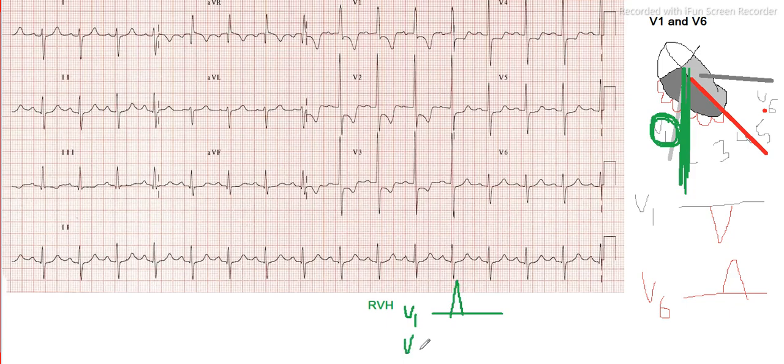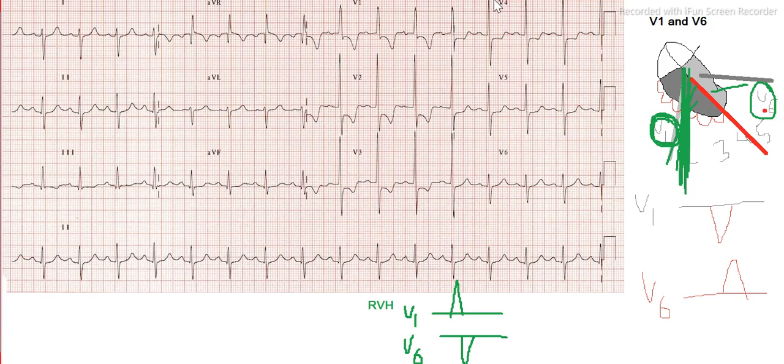However, in V6, you see that the resultant vector is in this direction, which is opposite to V6. V6 is here, and the resultant vector is going in the opposite direction. So the deflection in V6 will be negative. Suppose I draw the isoelectric line in V6, the QRS complex will be negatively deflected. So this is the funda in right ventricular hypertrophy.